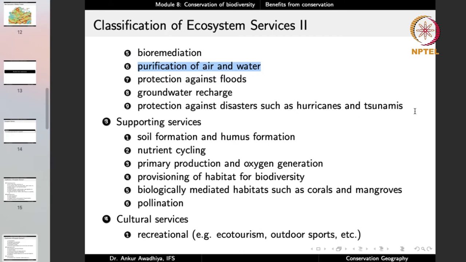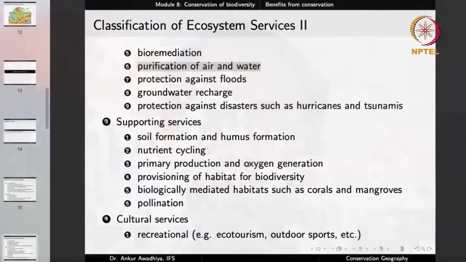They also protect against disasters such as hurricanes and tsunamis by acting as a physical barrier against the impacts of hurricanes and tsunamis. So they act very much like a storm surge barrier, like a seawall. And when there is a tsunami, then water cannot rush inside because the wall of trees can protect the coastal areas against these waters.